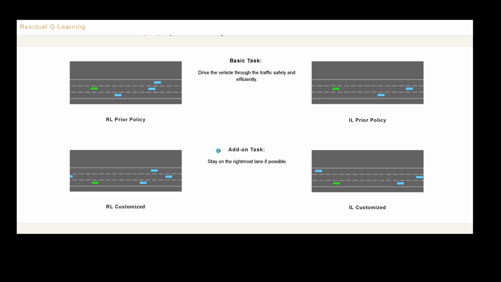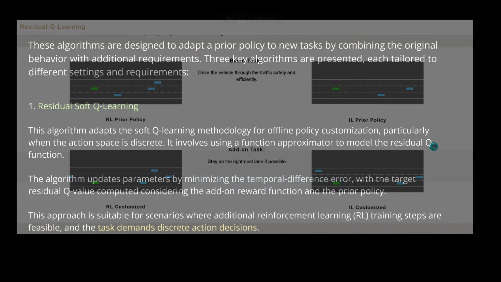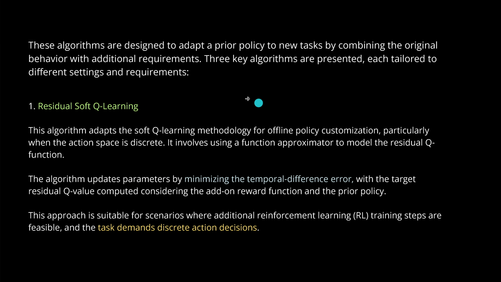And as I showed you in my last video, when we had multiple LoRA adapters on our LLMs or VLMs, here again, we have a very similar approach. You have add-on task and add-on policy layers. And how you do this has been solved here exactly for us. Great. So these algorithms are designed to adapt a prior policy to new tasks by combining the original behavior with additional requirements. And in this study, if you have seen it at a conference, three key algorithms were presented for three different settings and requirements.